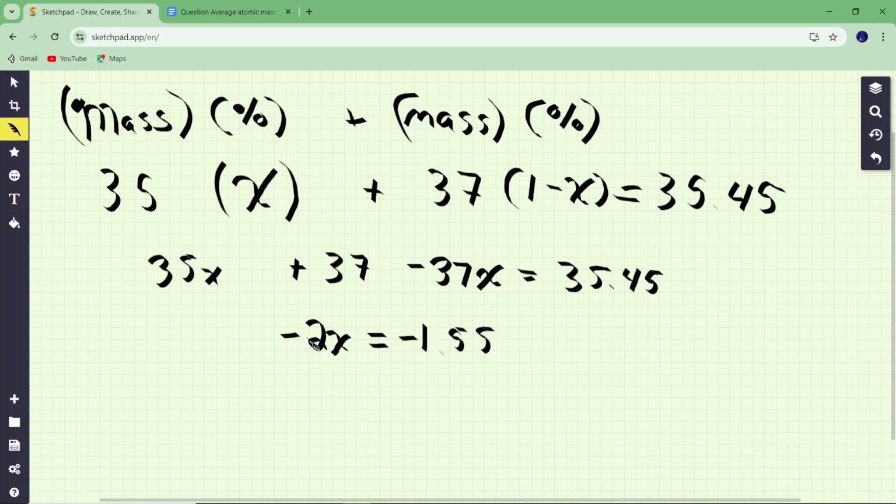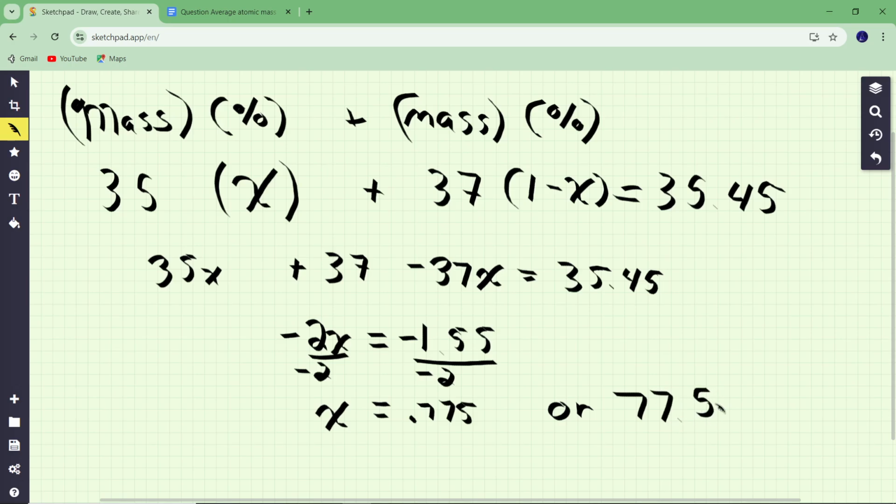We're going to divide both sides by negative 2. Okay, so we're going to divide by negative 2. And that's going to tell us that x equals 0.775 or 77.5%. And we can go ahead and check this answer and see if it makes sense.